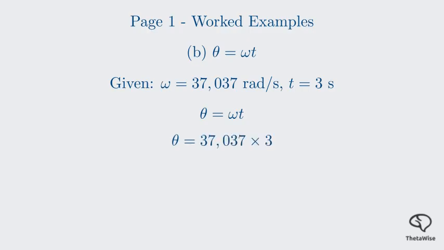So we substitute our given values into the formula. Theta equals 37.037 times 3. Now we perform the multiplication. The result is 111 radians. Therefore, after 3 seconds, the object has completed an angular displacement of 111 radians.